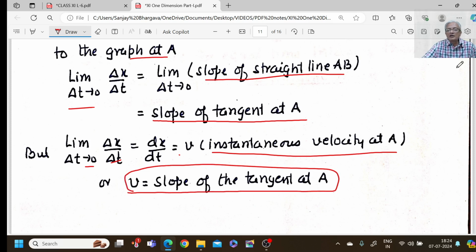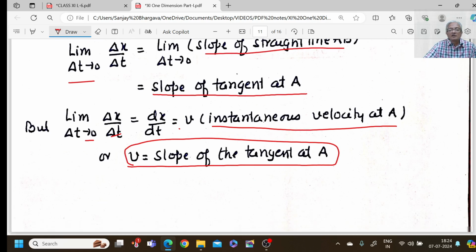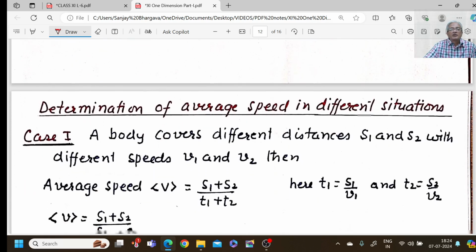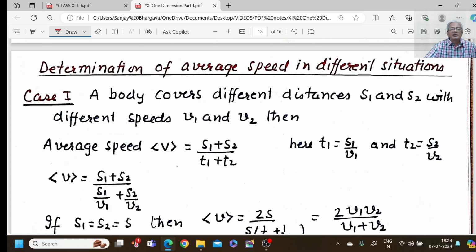That is how we calculate instantaneous velocity. Now let us find out the determination of average speed under different situations. Let us pick up a case first. A body covers different distances s1 and s2 with different speeds v1 and v2. Then we are asked to calculate what would be the average speed. It would be total distance covered upon the total time taken.